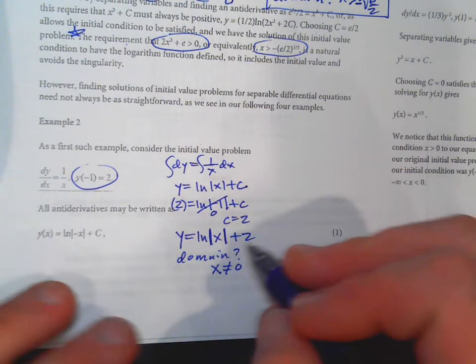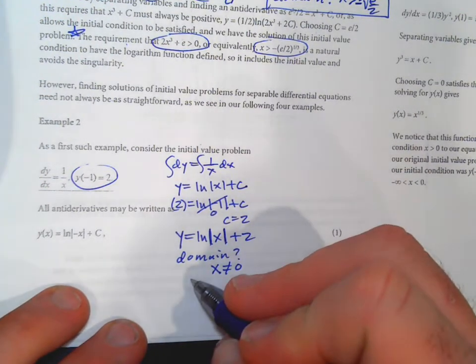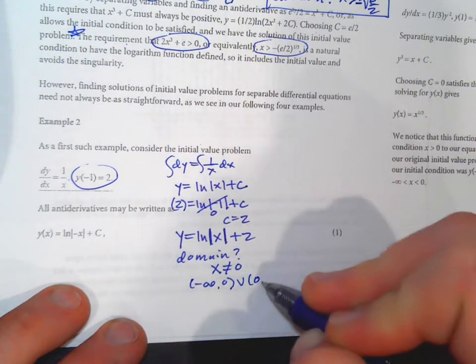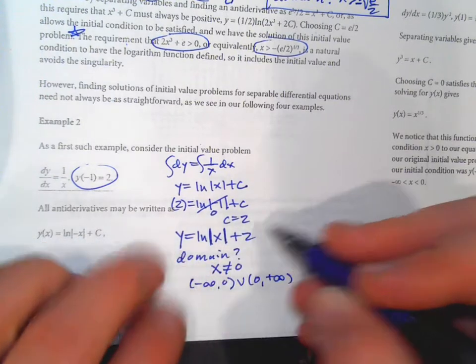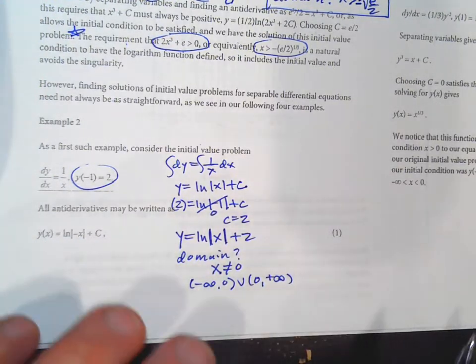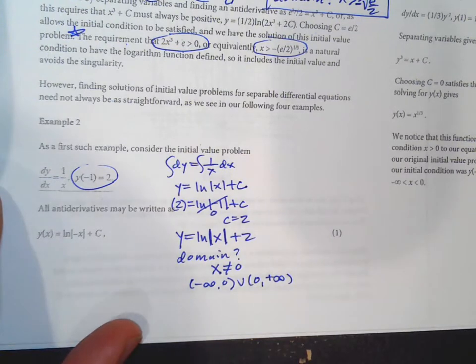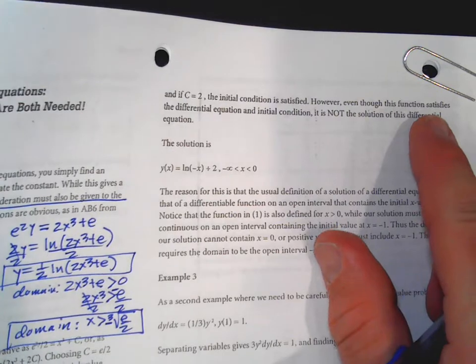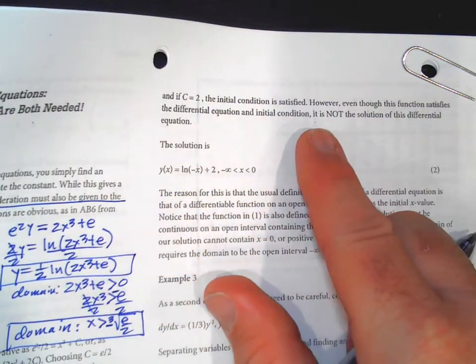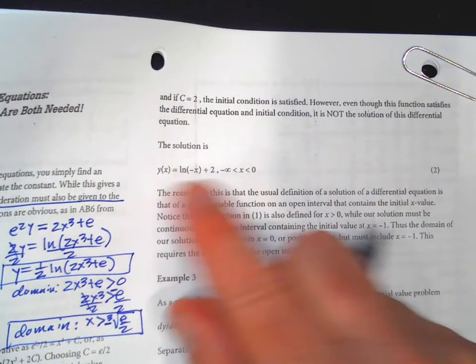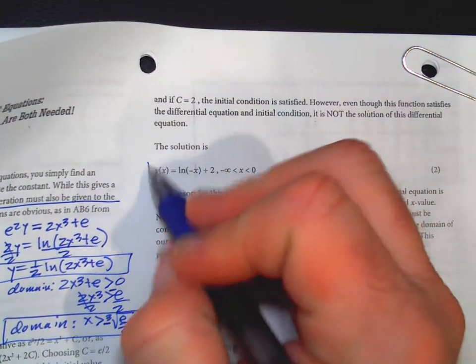So I mean, the domain of this would be negative infinity to 0 and 0 to positive infinity. If I just gave you this function, you would tell me that was the domain, but that's not what we're going to include here. Okay, so it says, however, even though this function satisfies the differential equation, the initial condition is not the solution of this differential equation.